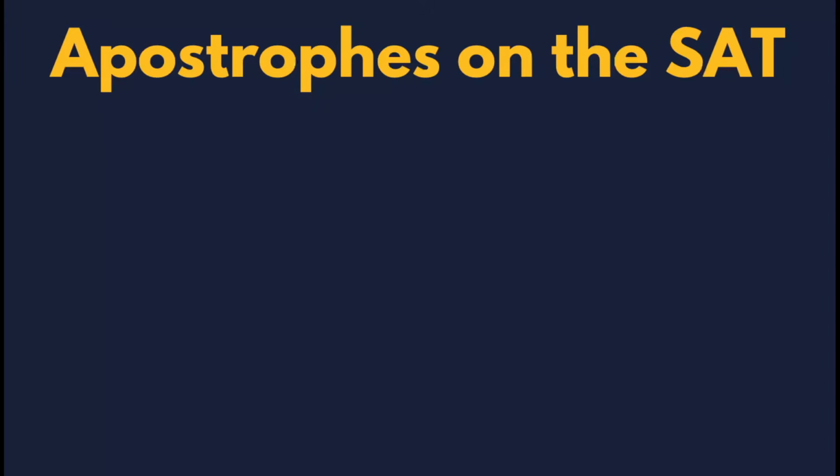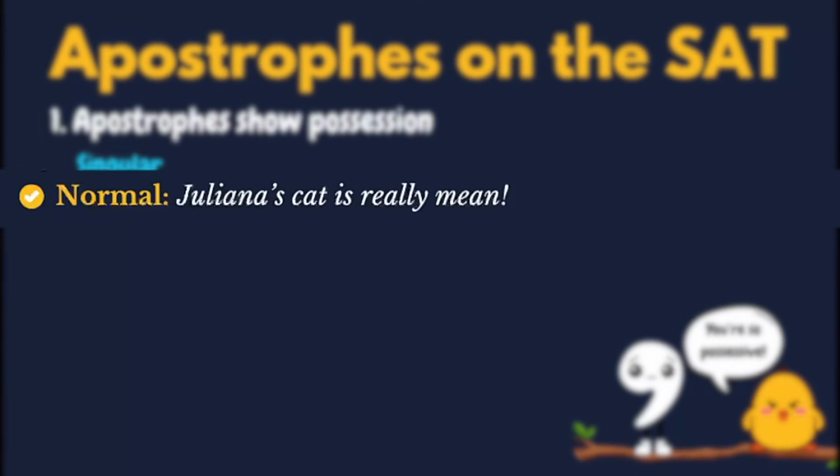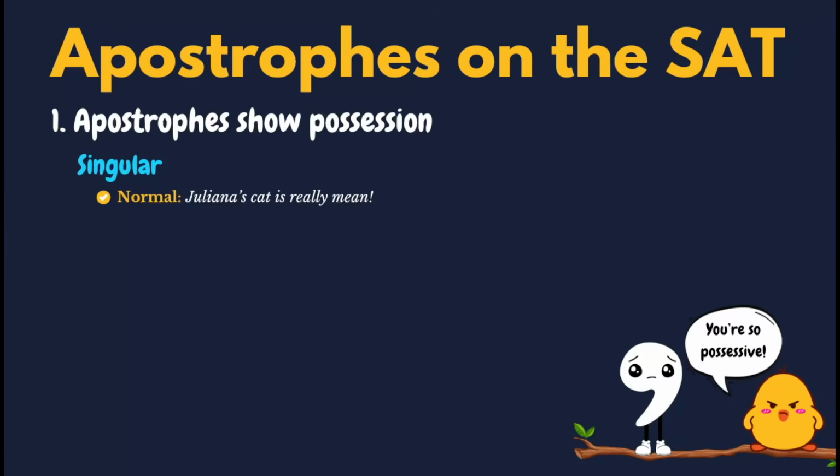The first thing that apostrophes can do is show possession. And let's look at some examples here because within this, there's actually a lot of detailed rules that we need to go over. We'll start with singular nouns. So your basic, normal singular noun, all you're gonna do is put an apostrophe and then an S. So if Juliana has a cat, we could say Juliana's cat is really mean.